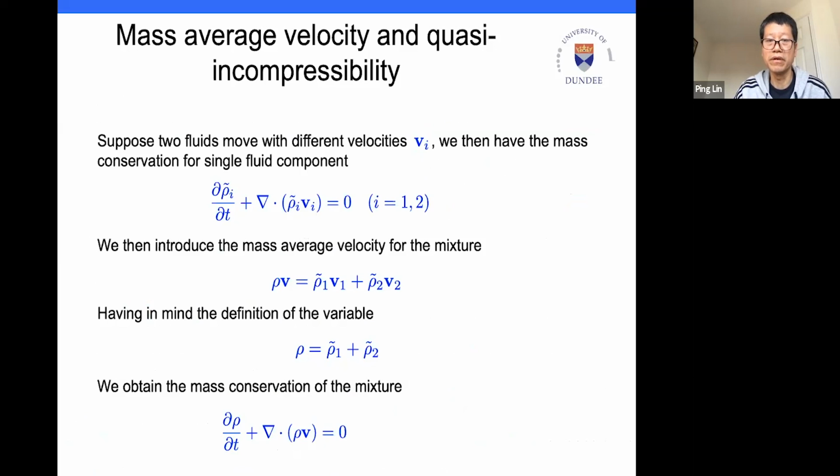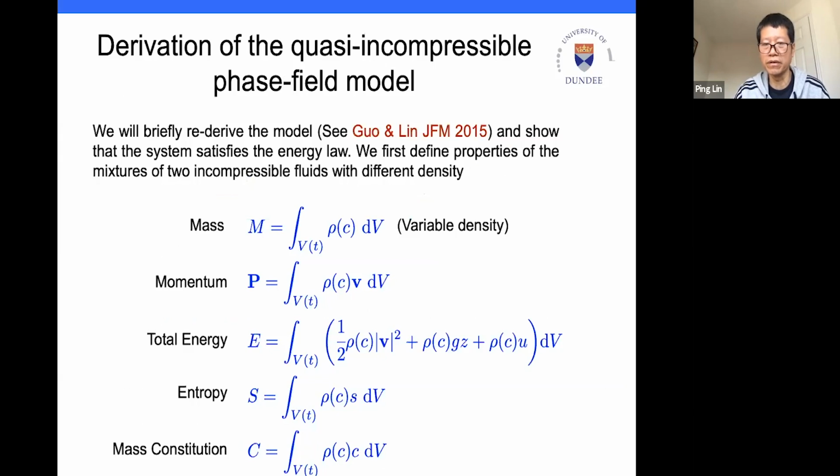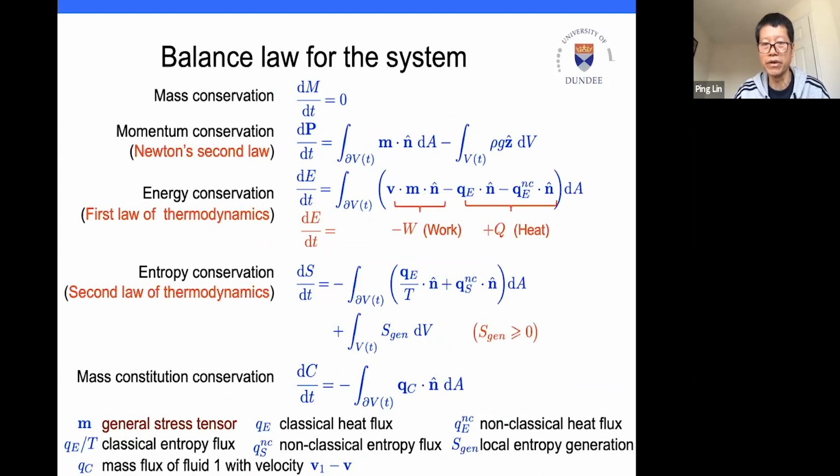But now, since our velocity is not V1, it's a mixed velocity, it's V. So the change of mass will not be 0 here for fluid 1, if the fluid goes with V and not with velocity V1. This derivative is called the material derivative. It's basically two terms, which we mentioned earlier for the mass conservation.